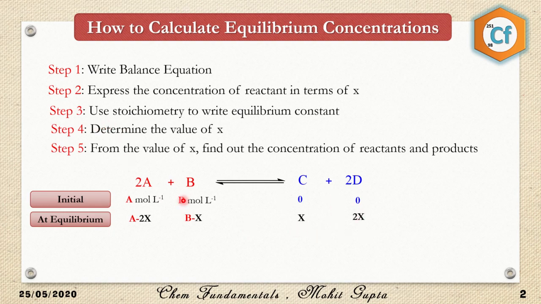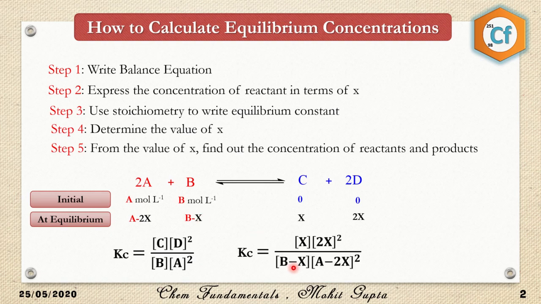Now we'll come to step 3. We'll write down the formula of Kc. So Kc would be the concentration of C into the concentration of D raised to power 2, divided by the concentration of B into the concentration of A raised to power 2, as its stoichiometry is 2. Now from that we'll substitute the value of X at equilibrium. This would be X into (2X) whole square, divided by (B minus X) into (A minus 2X) raised to power 2. And from this we can easily determine the value of X, and from X we can find out the concentration of C, that would be X. Concentration of D at equilibrium would be 2X, concentration of B would be B minus X, and concentration of A would be A minus 2X.